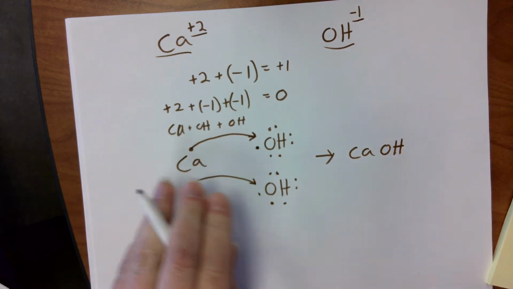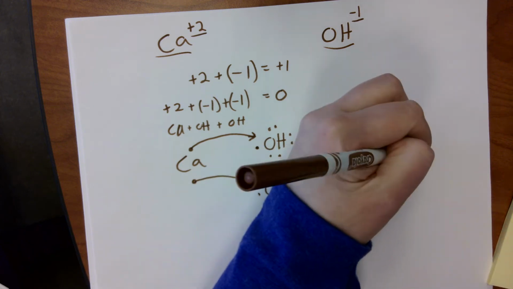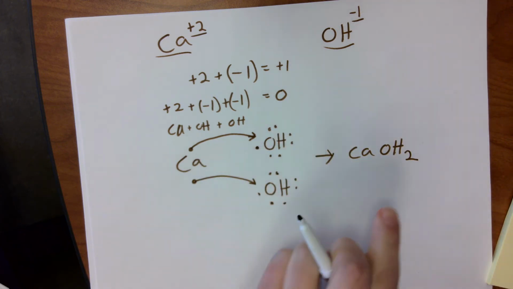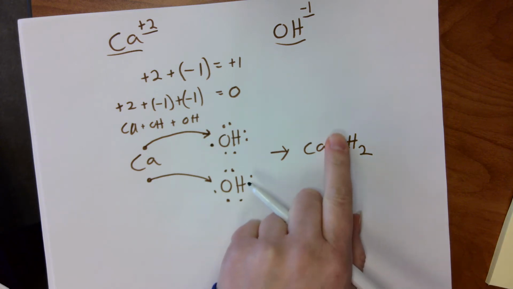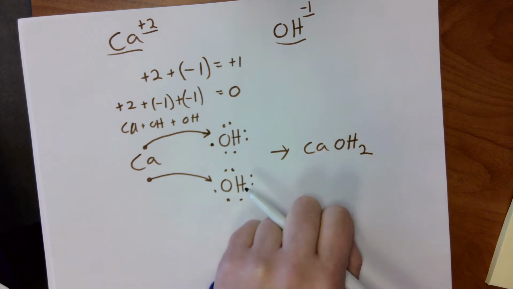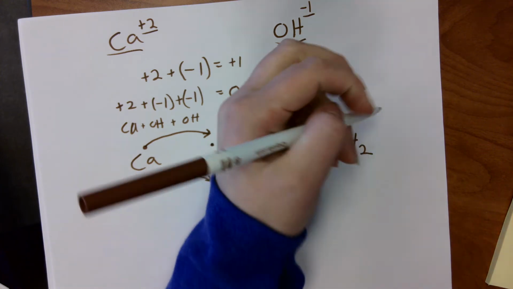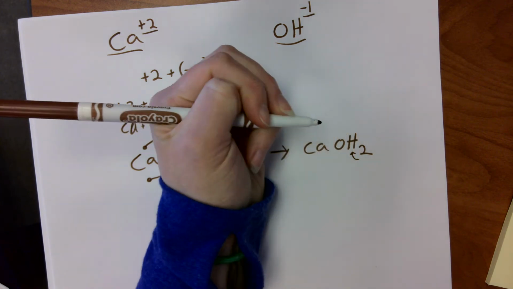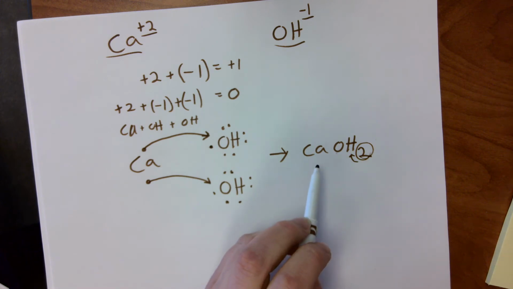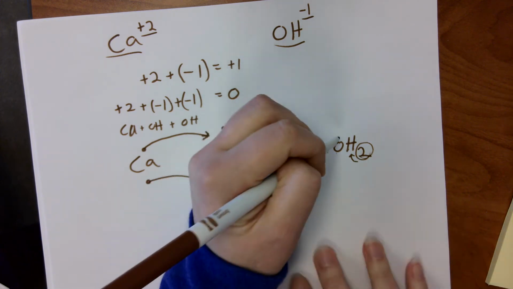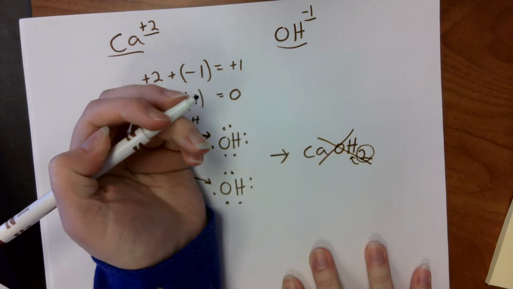But newsflash, if I put a 2 here, what does this mean? Does this mean that there's 2 OHs, or does it mean that there's 2 H's alone only? It means that there's 2 H's, right? This 2 here does not travel over to the O. So this is not how you would write this out.